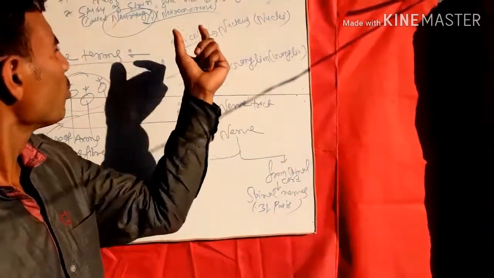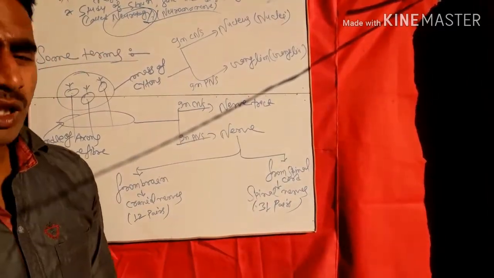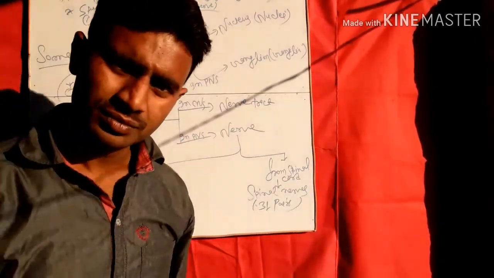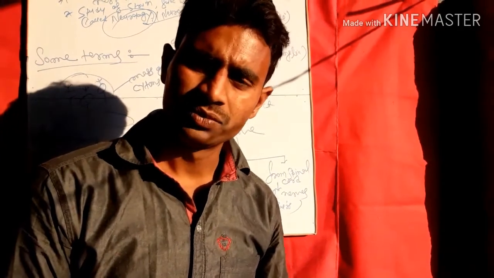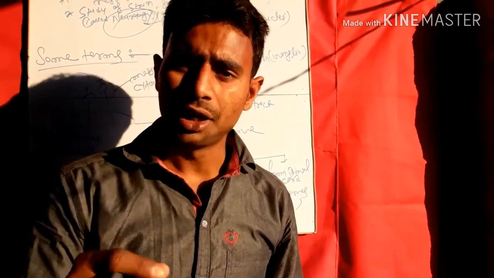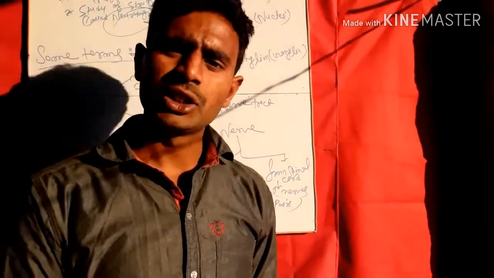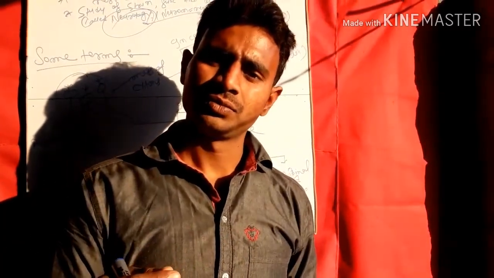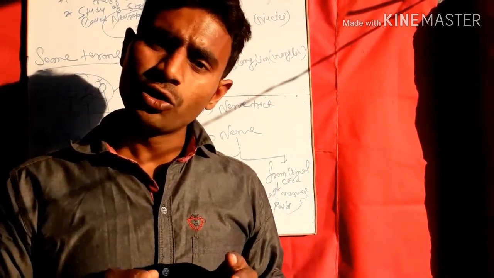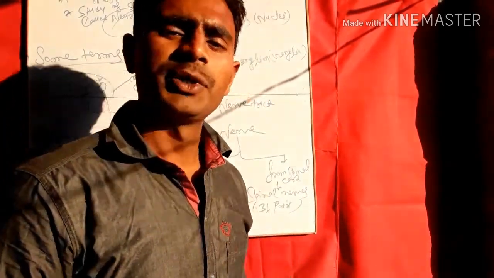Okay. And a neuron is the functional unit of the nervous system. Neuron is the functional unit of the nervous system. Okay, and we will study it completely. This means neuron plays the vital role in the neural control and coordination chapter.